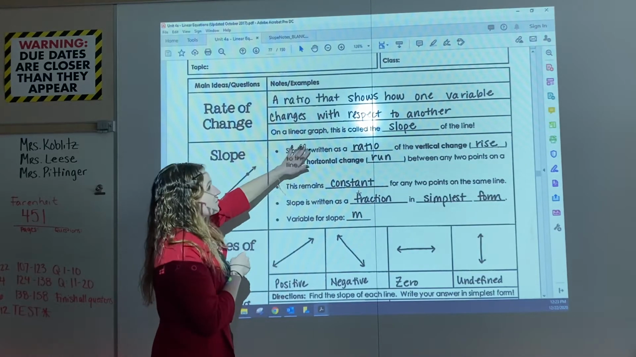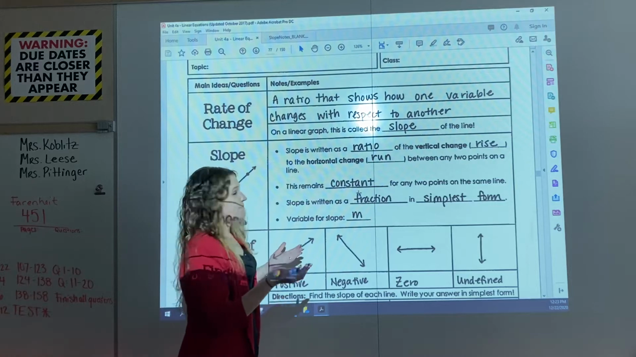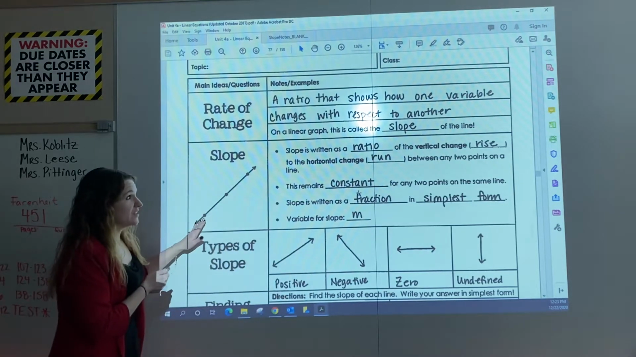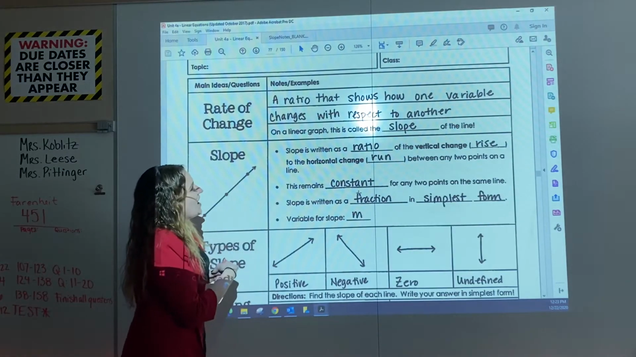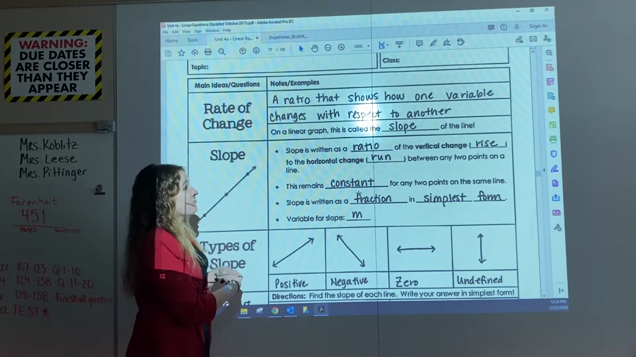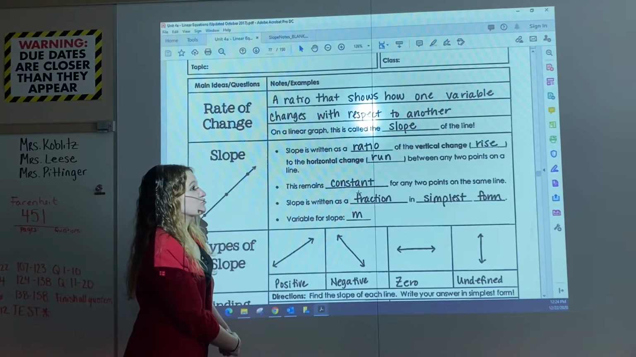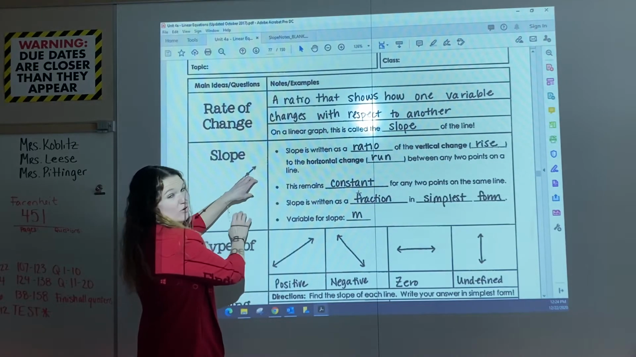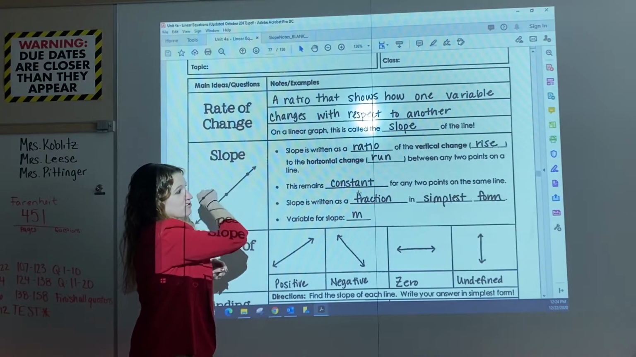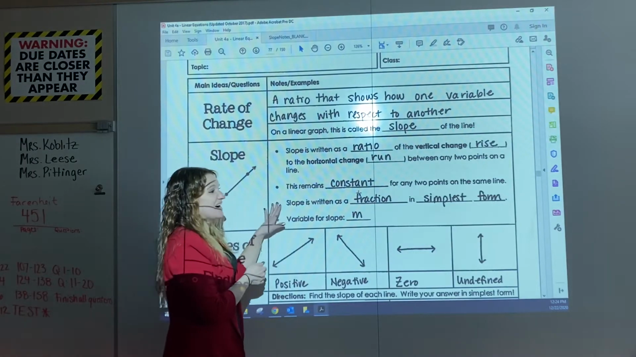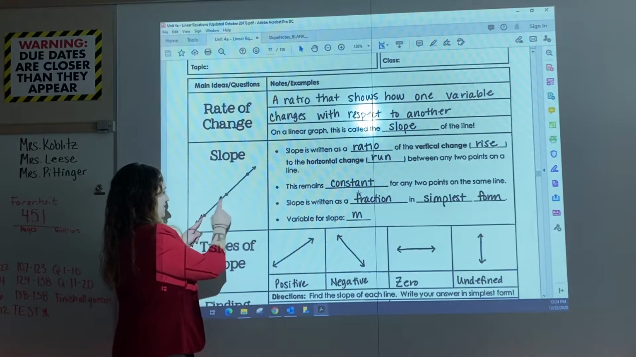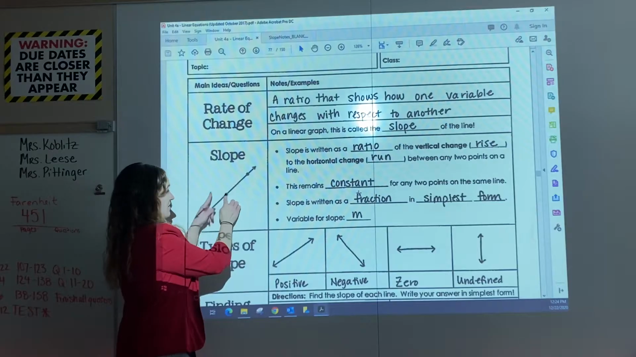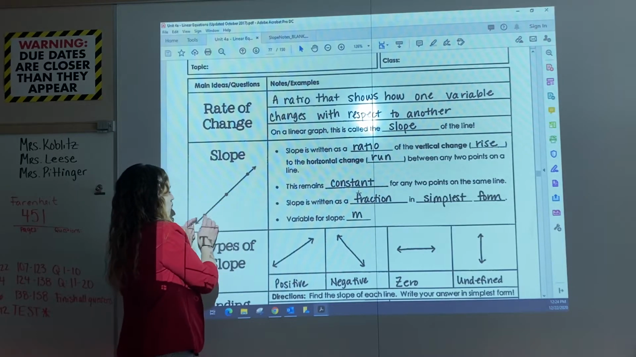Like I said, on a linear graph, this is called the slope of the line. So slope is written as a ratio, numerator, denominator, of the vertical change, rise, to the horizontal change, run. So rise over run. You count your rise and then you count your run. This remains constant for any 2 points on the same line. So for example, here to here, this slope is the same. From here to here, this slope is the same. So even from here to here, this would be the same slope.